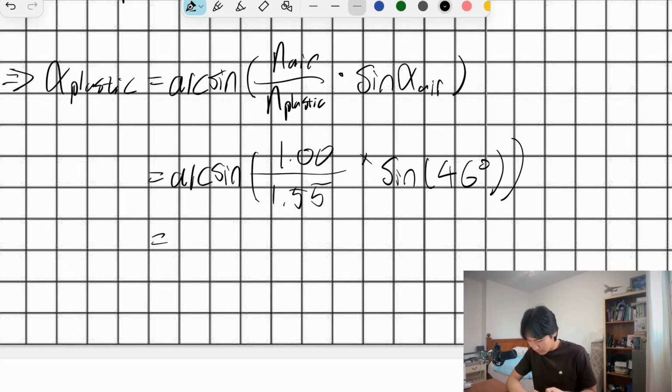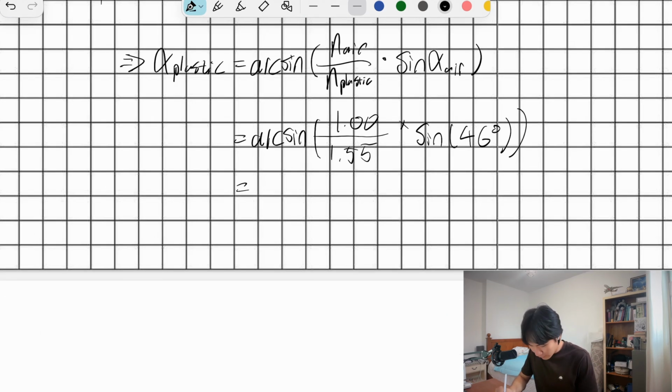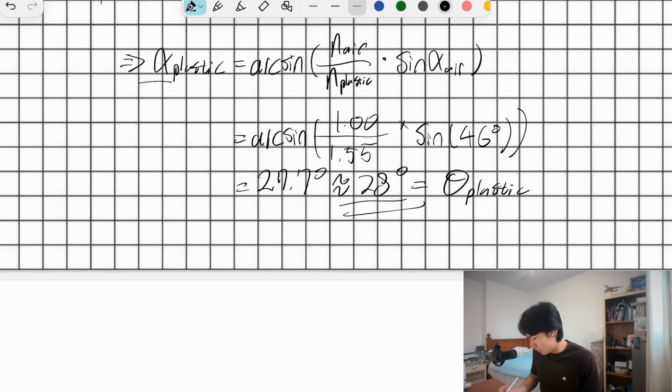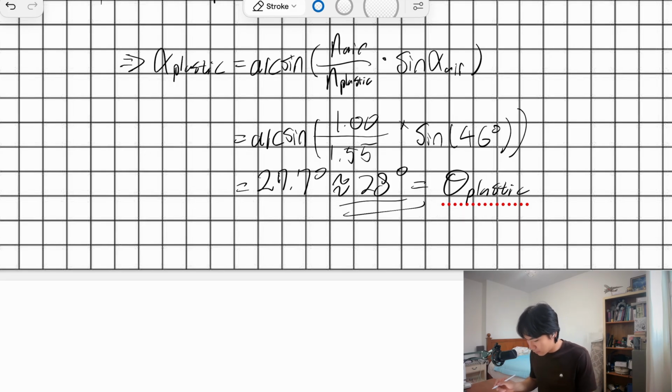If we punch this into the calculator, trigonometry, arcsine, it's going to equal basically 27.7 degrees, which is approximately 28 degrees, right? Which is equal to theta plastic. We're using alpha here and theta here, but it is the same angle, so we can just stop here, okay.